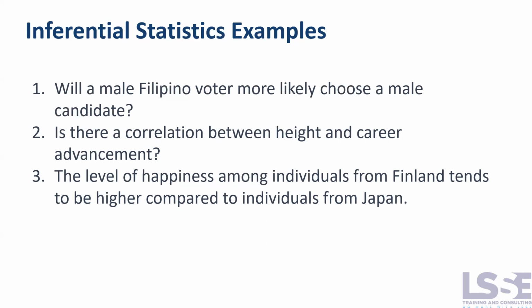Third one is a statement. The level of happiness among individuals from Finland tends to be higher compared to individuals from Japan. So here you're making an inference that if you choose a random person from Finland and a random person from Japan, this statement says that you are more likely to find that the level of happiness of this random person from Finland is higher than the individual from Japan. So these are inferential statistics.